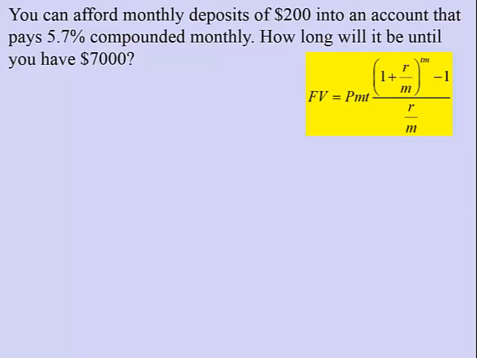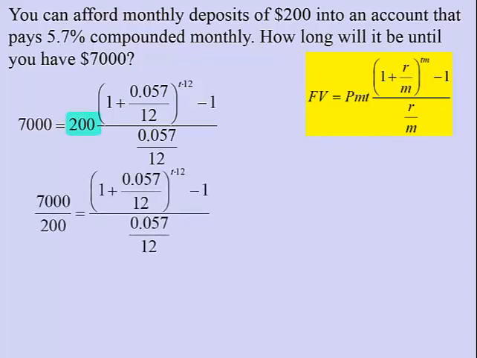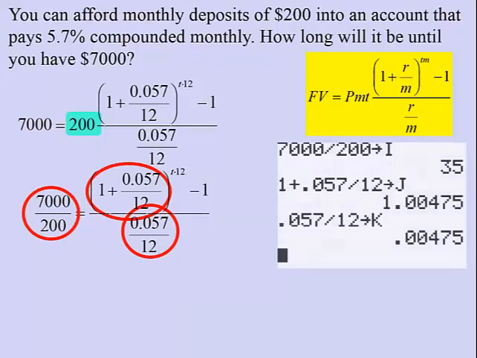Same formula. Substitute all the numbers into the formula. Now, finding the T here is quite a chore. I'll go through this with you. We need to divide out that 200. To make this a little easier to deal with, we're going to compute these numbers and give them a letter. So on my calculator, the 7,000 divided by 200 I'll call I. The other one is J. The bottom of the fraction is K.